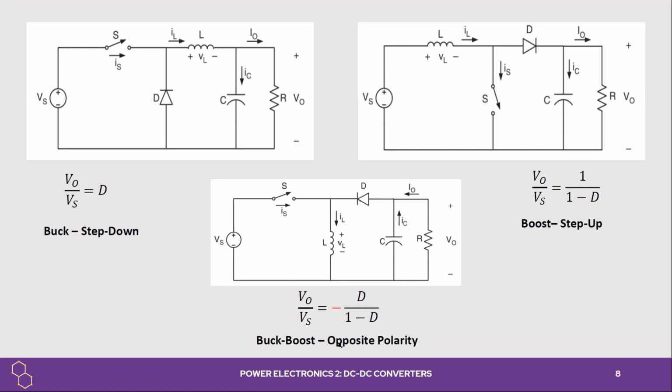While in the buck boost, there's opposite polarity. That's why I highlighted the minus sign, because the voltage is going to be inverted. Why? Because the diode is inverted.